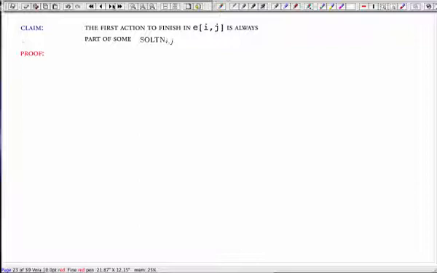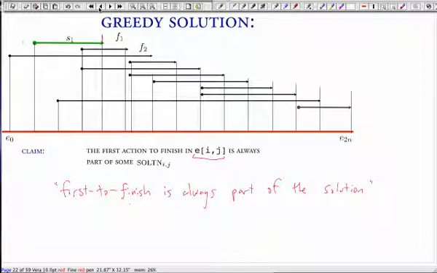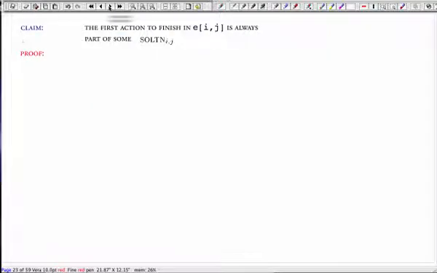Once you know how to come up with the rule, that first to finish is always part of the solution, and then argue that it is true, then you know how to come up with greedy algorithms. So those are the steps for coming up with greedy algorithms: understanding some rule, like first to finish is always part of the solution, and then knowing how to prove it. And so let's consider it in this particular case.